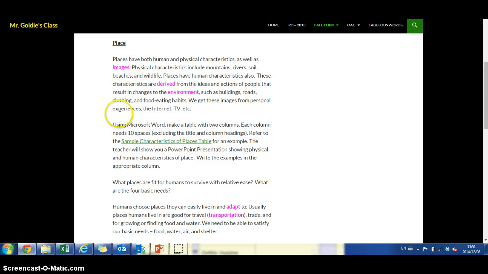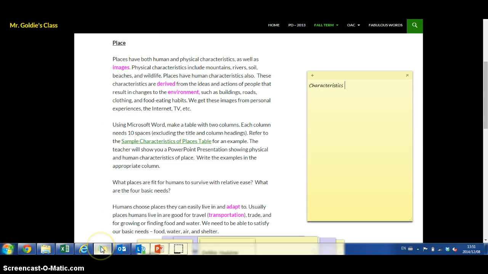Places have both human and physical characteristics. So, characteristics. Physical characteristics and human characteristics. What is a characteristic? Well, let's find out. So places both have human and physical characteristics as well as images.